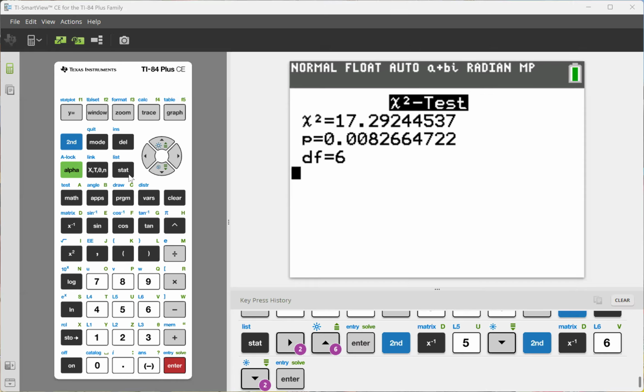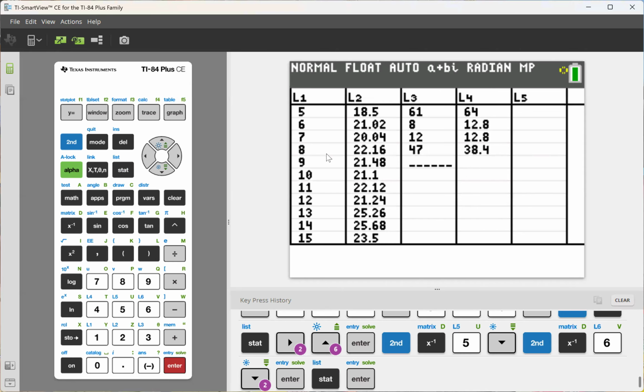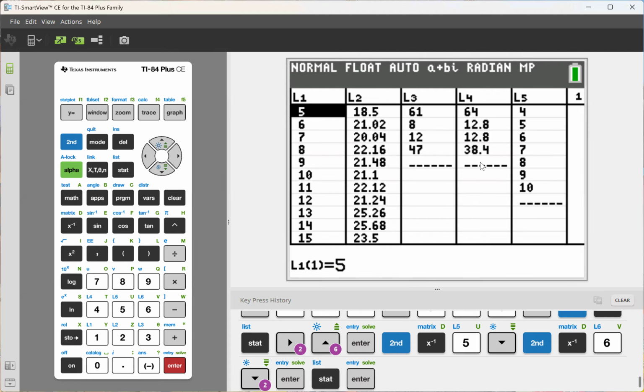And I'm going to go Stat, Edit, and you can see that I have this data in my calculator. So the observed values are in L3, and when I calculated the expected values, they are in L4. So I'm going to get out of there.